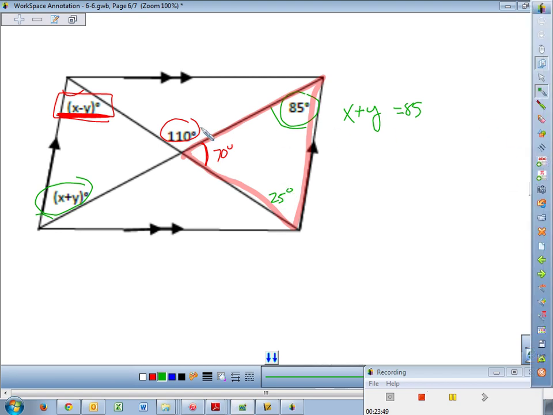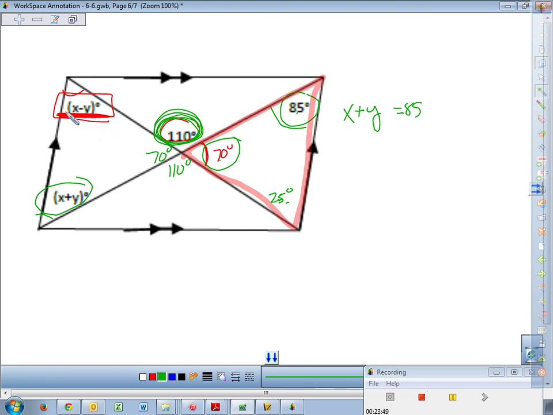They gave me this 110. I got to use it somehow. Isn't this got to be 110 degrees right here because they're vertical angles, and these are linear pairs, 70 and 70. You could set it all up. But this is the one that really mattered to us because it's inside of this red triangle where you have an 85 and a 70, and the only missing angle right there is 25.